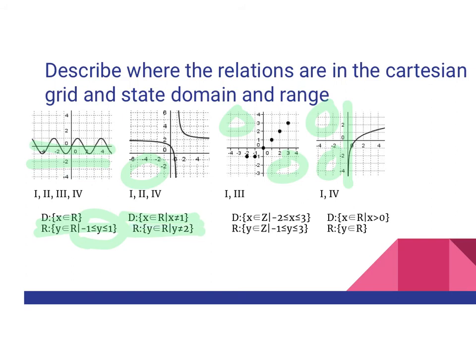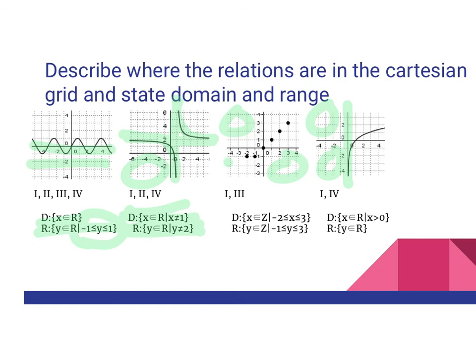for the reciprocal graph. So we have x is in the real family, because see how it can go everywhere it wants, but it is never going to equal 1. And so that is how we say that. X is in the real family such that x does not equal 1. And y, the same thing. It can go anywhere it wants except for 2. And so we say that with y must not equal 2.